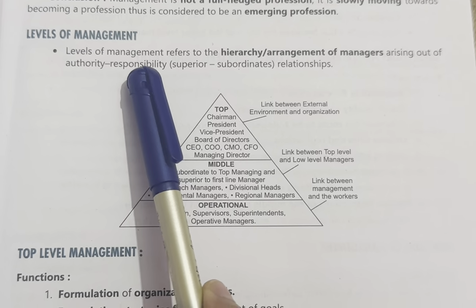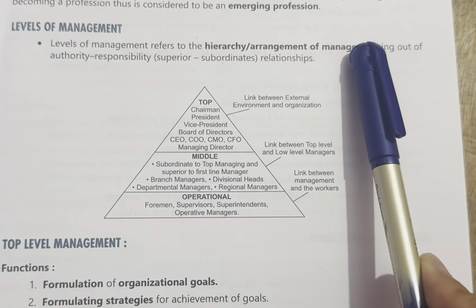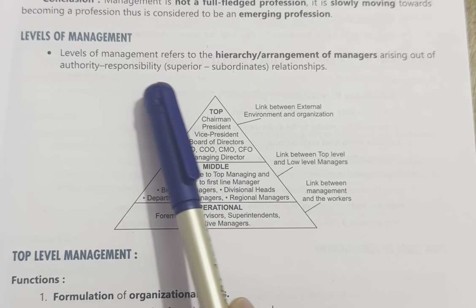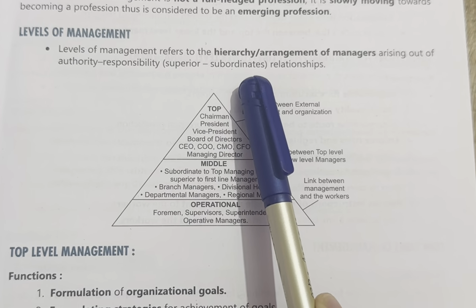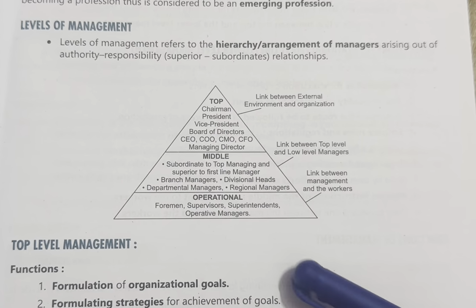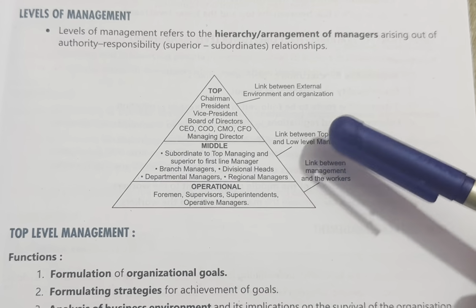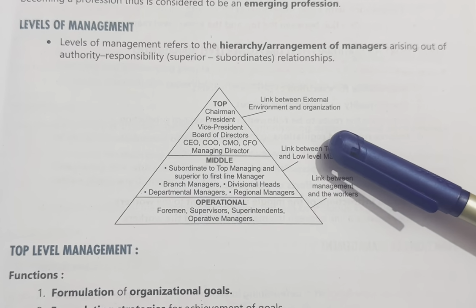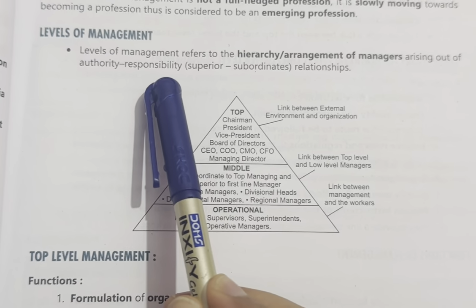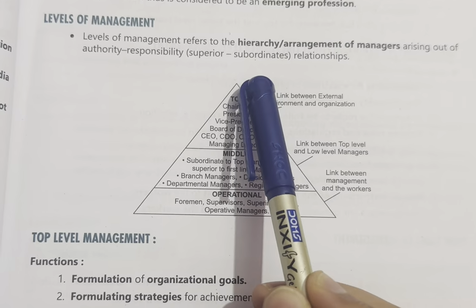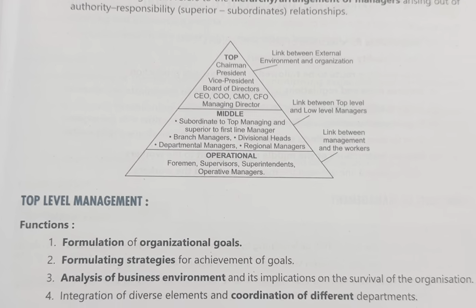Levels of management refers to the hierarchy or arrangement of managers arising out of authority responsibility relationship, means superior subordination relationship. So here we are talking about levels of management. As you can see in this picture, it's a hierarchy, means it's an arrangement of managers arising out of authority responsibility relationship, means superior subordinates. Let's see the functions performed by these levels of management.